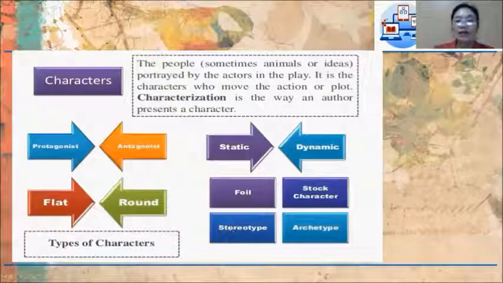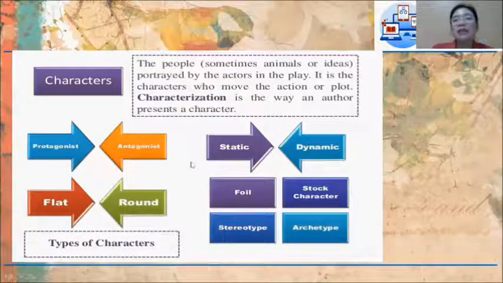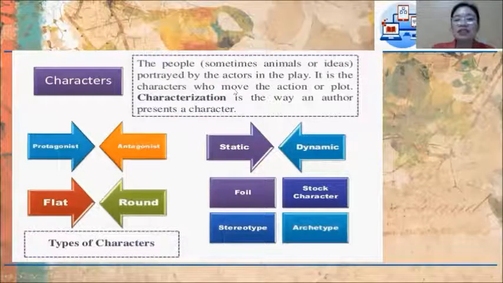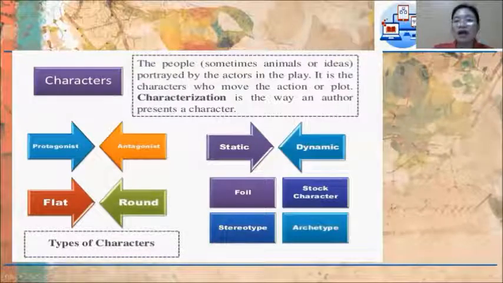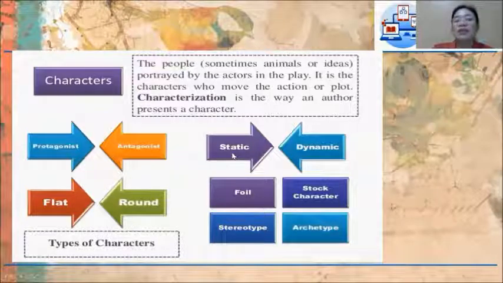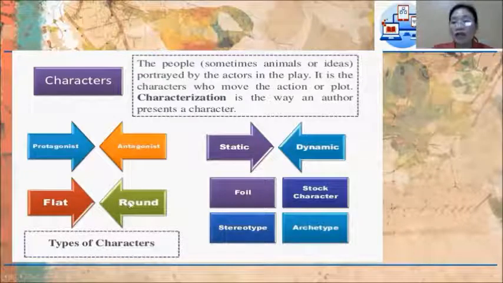Then we have also the characters. Now, these are people and sometimes animals or ideas portrayed by the actors in the play. Now, it is the characters who move the action or plot. Now, characterization is the way an author presents a character. Now, characters could be protagonist and antagonist, could be static and dynamic, could be flat or round.